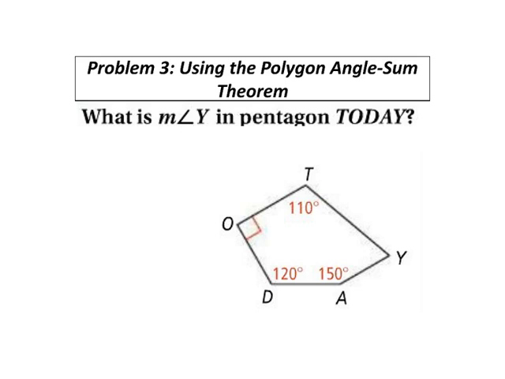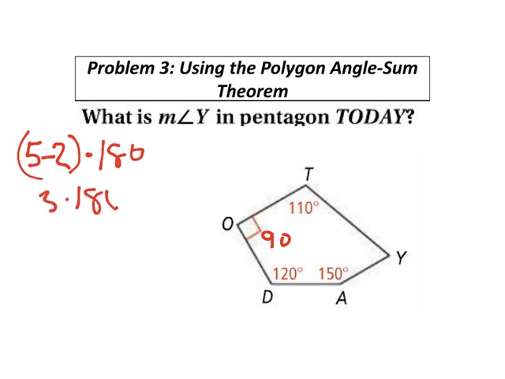Okay, problem 3, using the polygon angle sum, what is the measure y in a pentagon? So this is 90, and we're going to add up all of these and set it equal to the total number of degrees. A pentagon, how many degrees does a pentagon have? Well, what is 5 minus 2 times 180? Well, 3 times 180, I believe that's 540. Just checking. 3 times 180, 540.